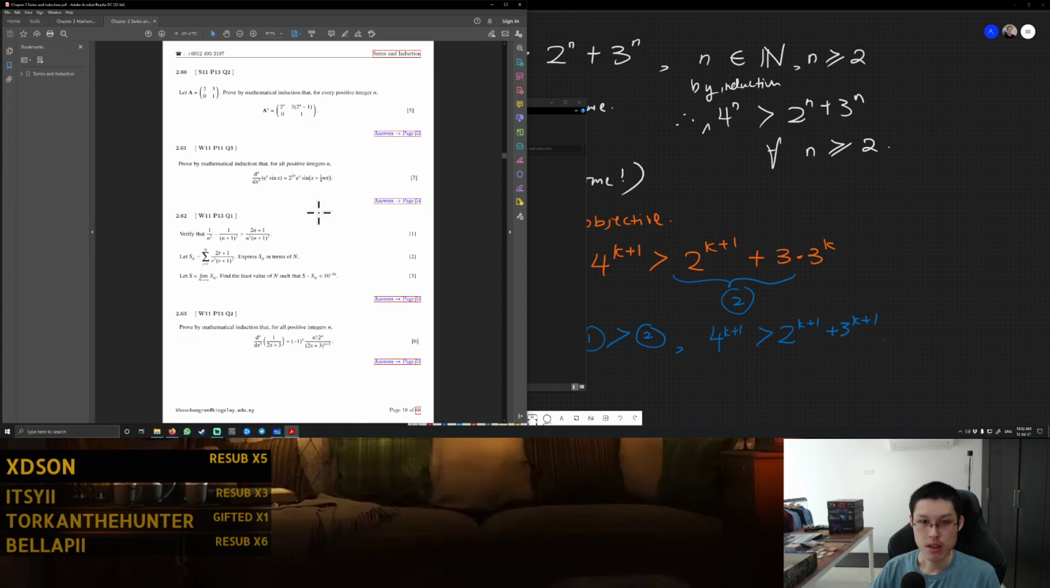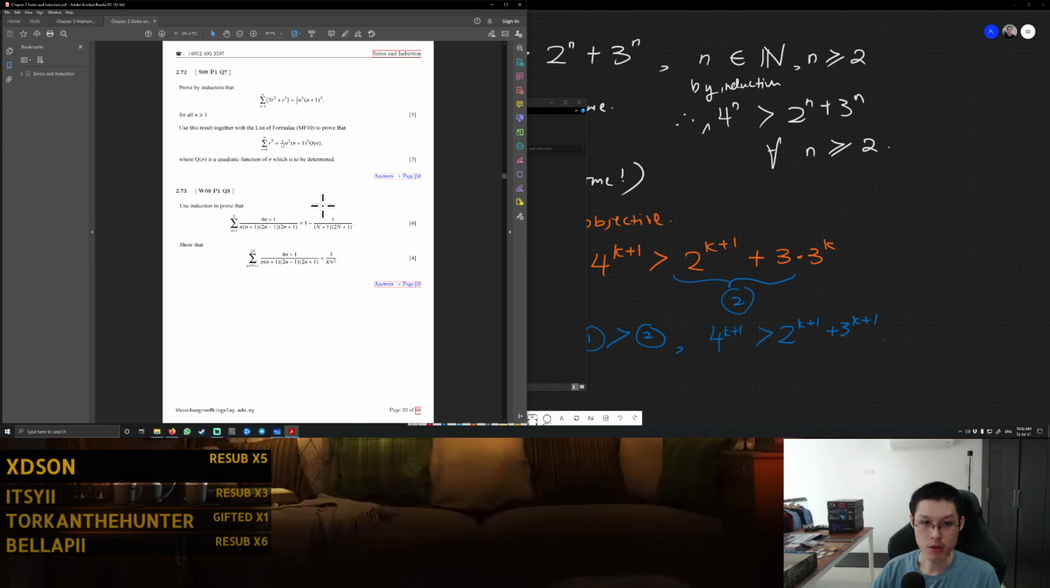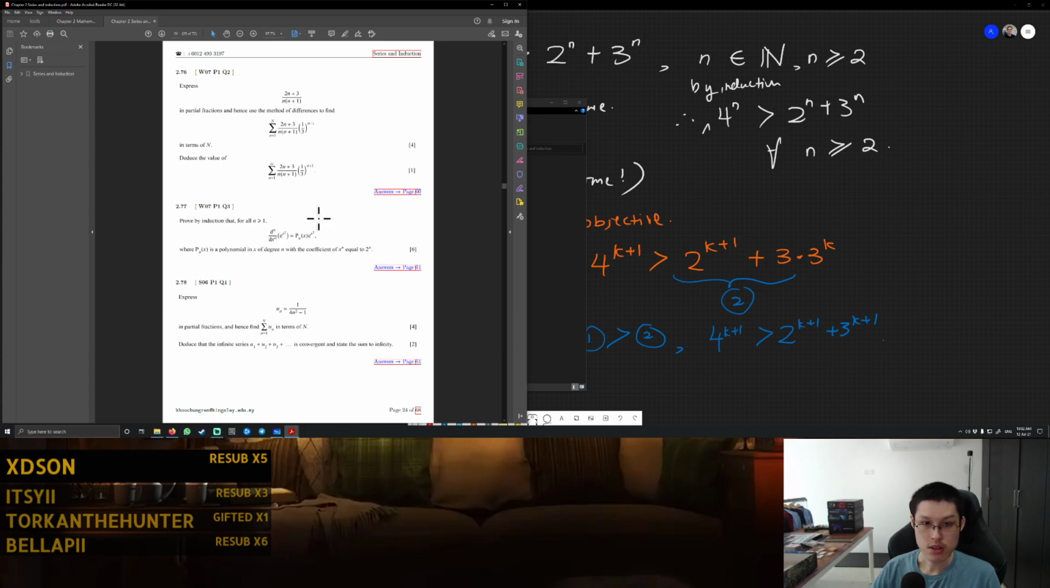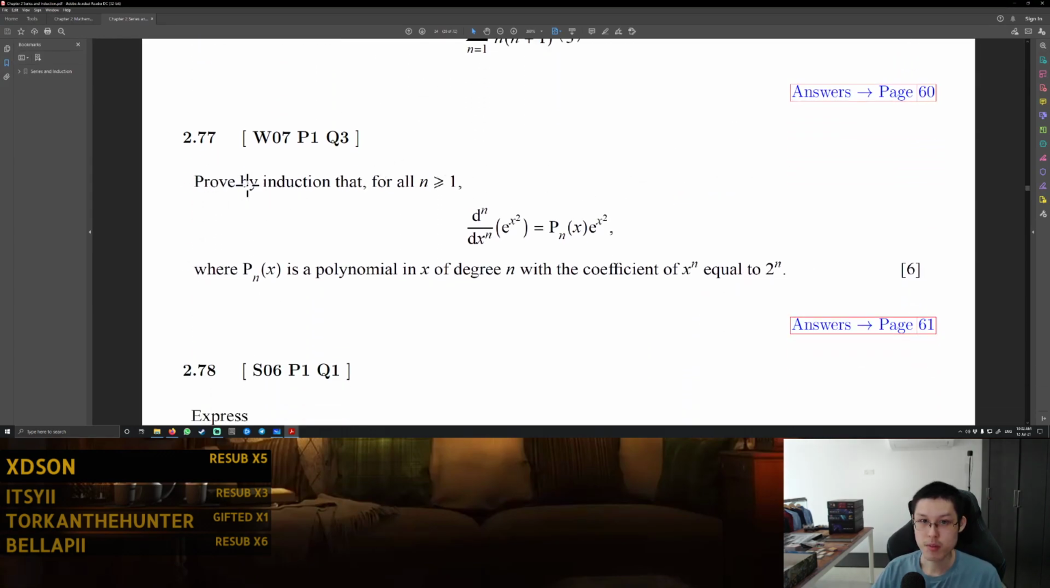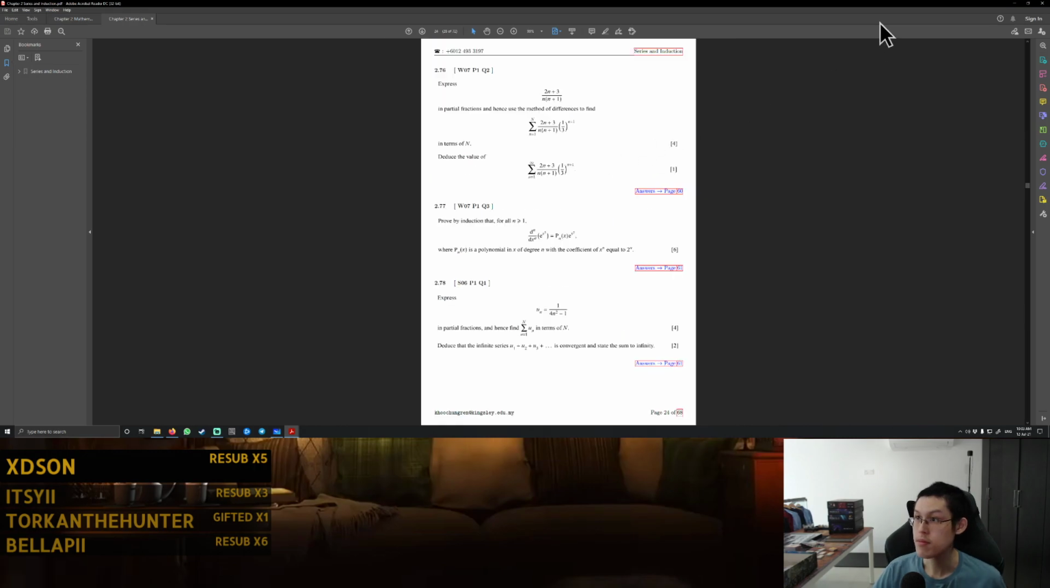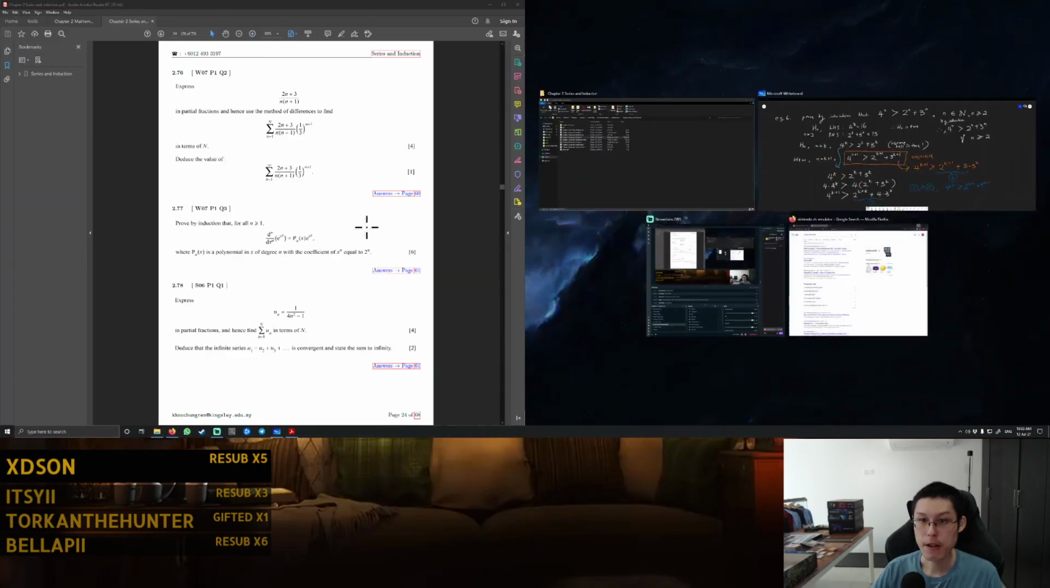There are some questions that involve differentiation as well, something like this here. Let me just zoom in so you can actually see. There, proof by induction for all n greater than or equal to 1. When you differentiate this, you will get something like that, where this is a polynomial of degree n. So this is just differentiation, which I believe you've done at math, so shouldn't be a problem. So yeah, that's it.